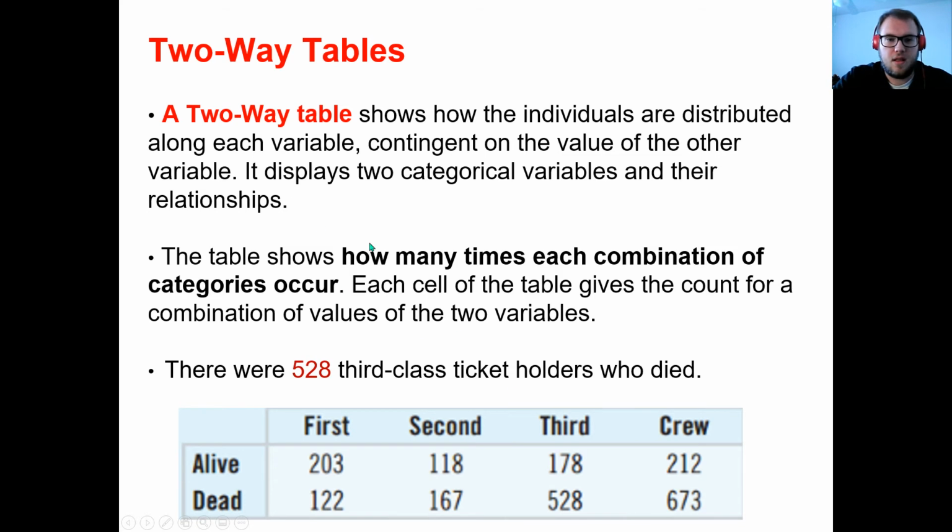So this table shows how many times each combination of categories occurred. Each cell of the table gives a count for a combination of values for the two variables. So there are 528 third-class ticket holders who died, and there were 673 crew class ticket holders that died. And then this top row would be that 212 crew ticket members survived. So you can interpret each row. Each row has an interpretation, so it's not too confusing.